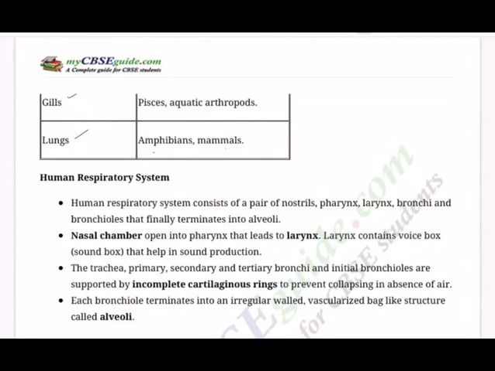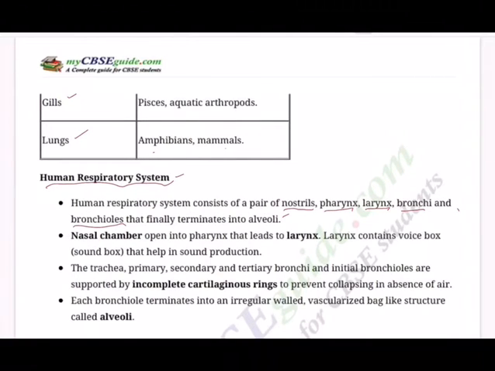As such, our human respiratory system consists of many respiratory organs. It consists of a pair of nostrils, one tube-like pharynx, another tube larynx, and then there is a branch going to the right side and left side, that is the bronchus, plural bronchi, and of course further branches, bronchioles, that finally terminate into the round holes present in the lungs. They are called alveoli.